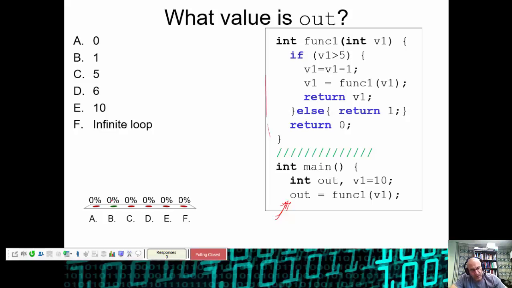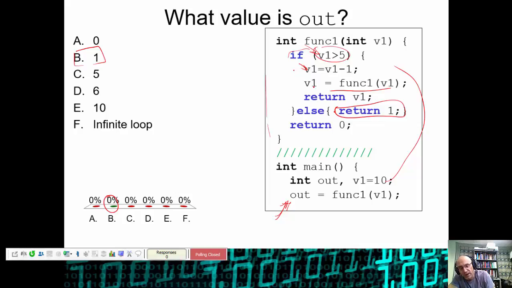Okay. Well, the correct answer to this is B, which is the value 1. The reason is, if you looked at what happened, hopefully you saw this, 10 went into here. Every time V1 was greater than 5, it did the if statement. The if statement decremented V1, and then it would call itself again. So this number is going in, it's going to be 10, 9, 8, 7, 6, 5. And then once V1 is 5, 5 is not greater than 5, so it goes into the else statement, which says return 1.